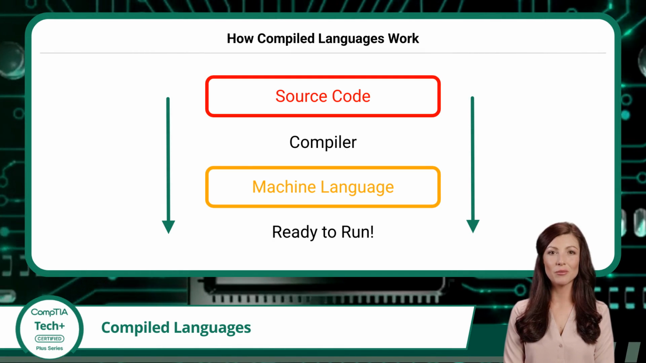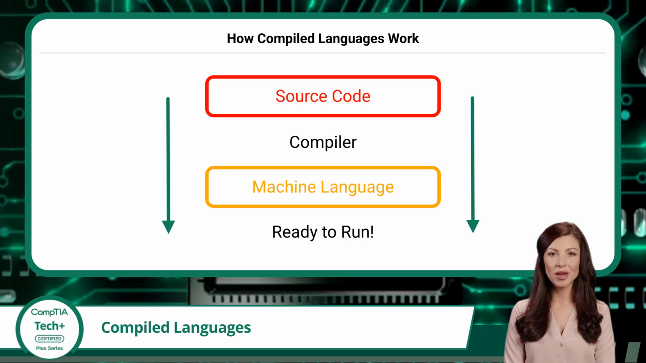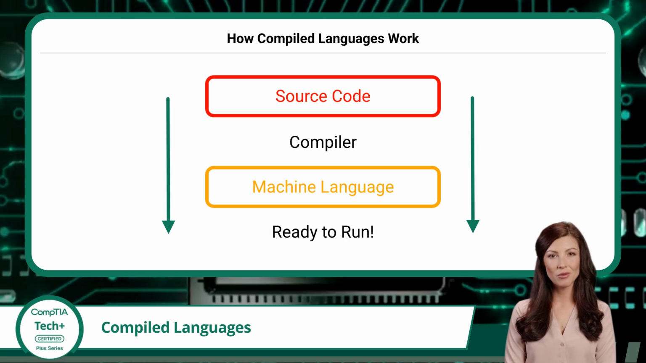Just as we use different languages to communicate with each other, computers require specific languages to understand the instructions we give them. A compiler takes the human-readable source code you write in a compiled programming language and translates it into machine code, the low-level instructions that the computer's processor can execute. Once the entire program has been translated by the compiler, the program is ready to run.